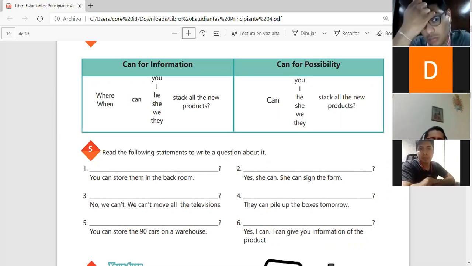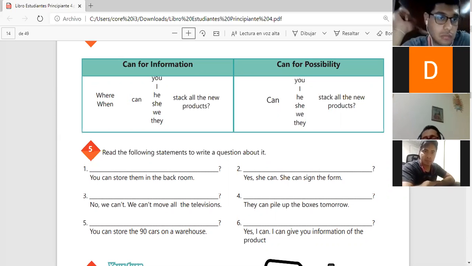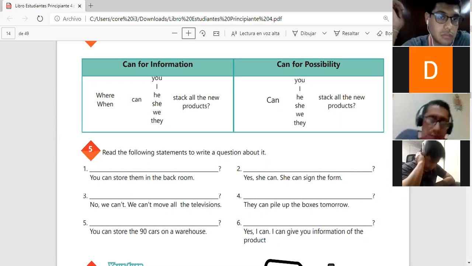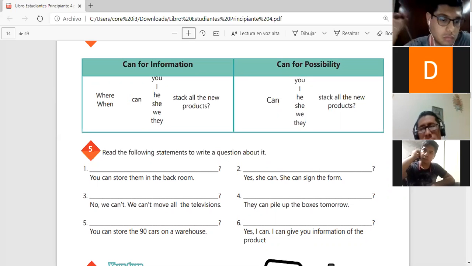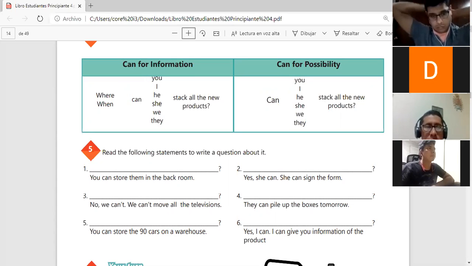Good. Now, Mario, information at the same time is like permission. Yes? Mario, where can I buy a cell phone? Where can I buy a cell phone?